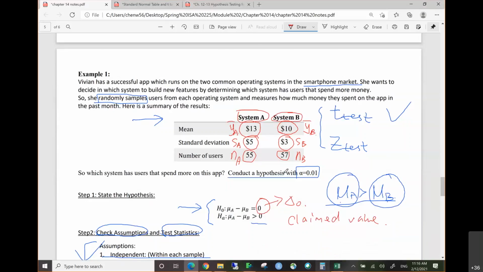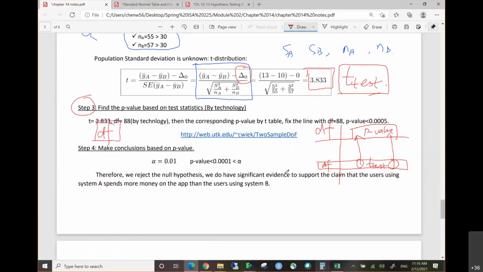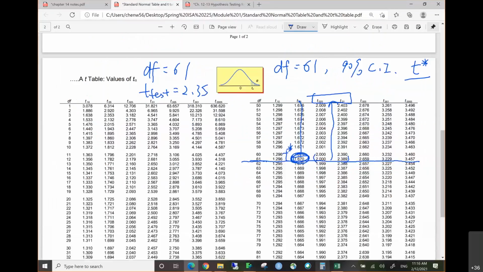All right, so now we know the degree of freedom equals 88. We need to just focus on the 88 line and then see what range our 3.833 is within, right? Okay, so let's go to 3 point. Okay, erase that.